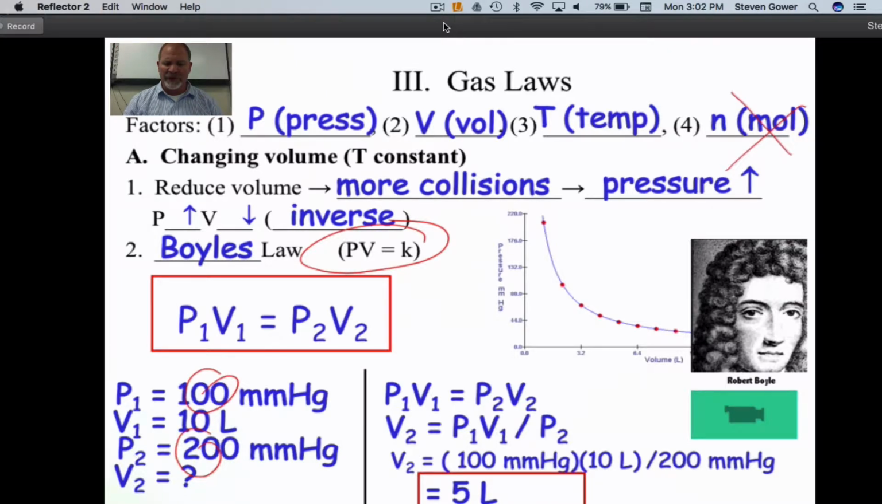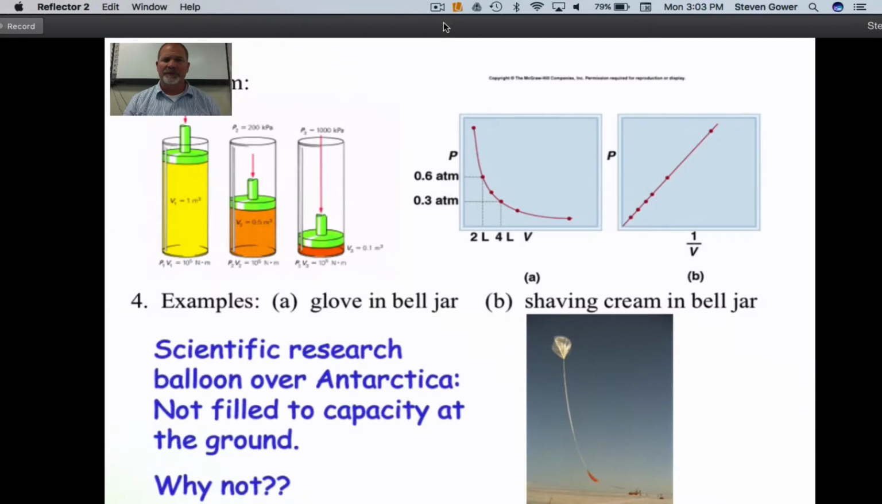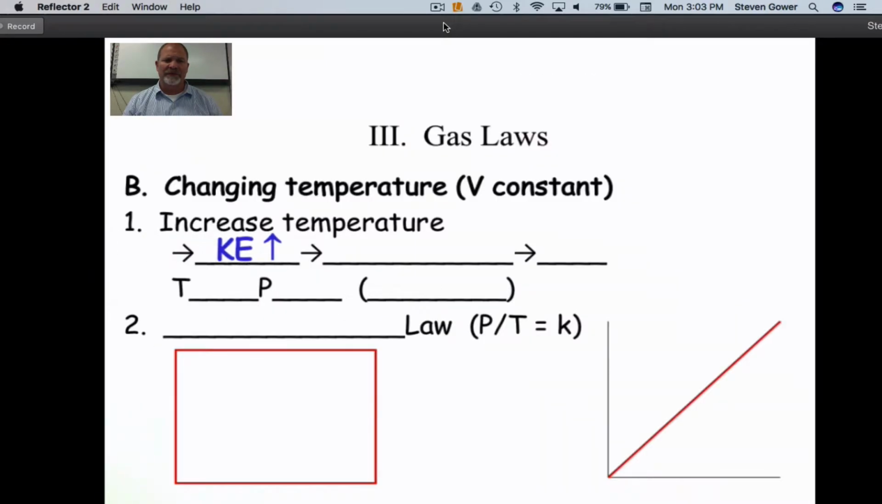So that's Boyle's law. Boyle's law is P1 times V1 equals P2 times V2, and pressure and volume have an inverse relationship. We went through some examples there. Then we got the next one. We then focused on temperature and pressure, and we kept volume constant. And this is an example of dealing with Gay-Lussac's law.